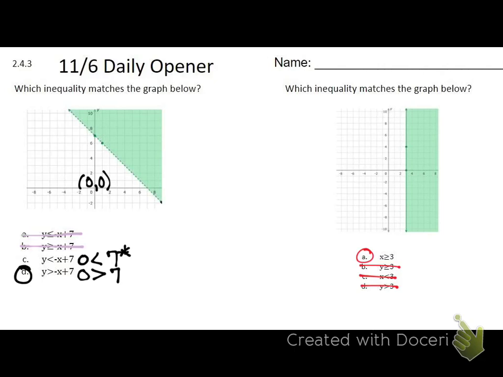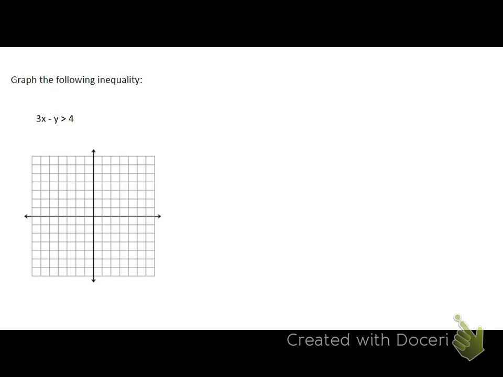Okay, let's take a look at the back. Our one on the back says, graph the following inequality. I have a question. On the quiz, do we have to box it? Yeah, you'll want to box your final answer.